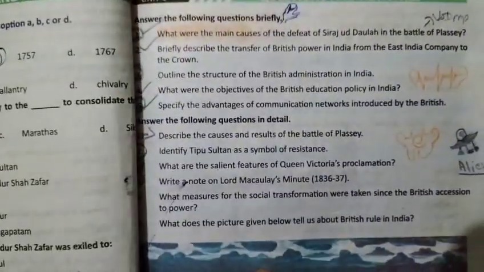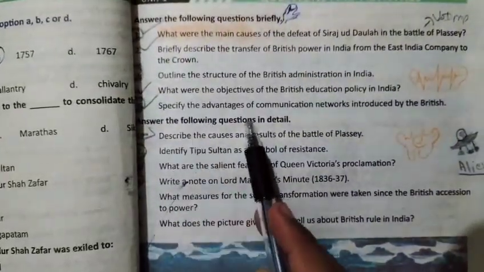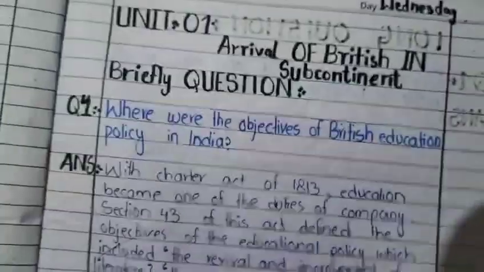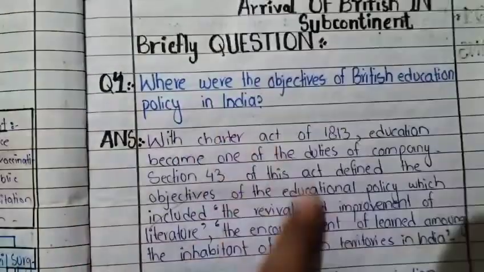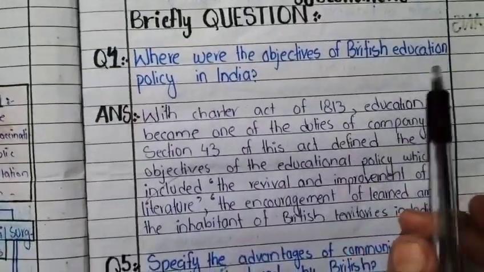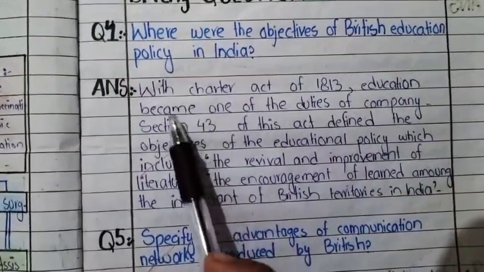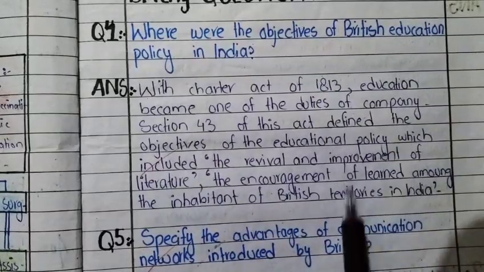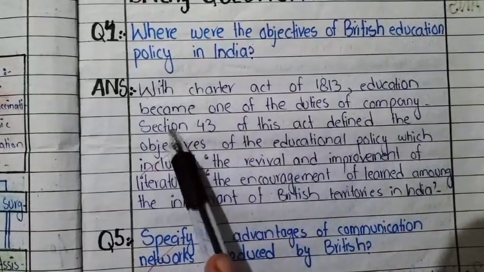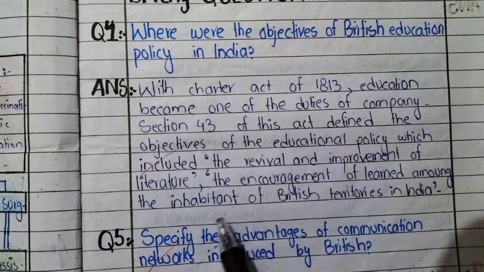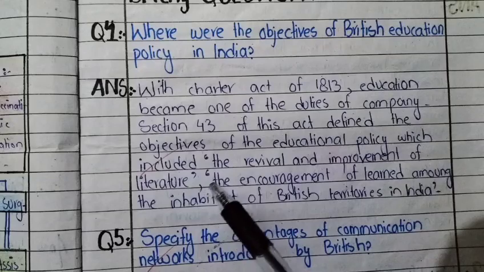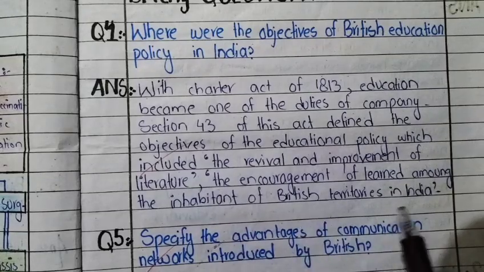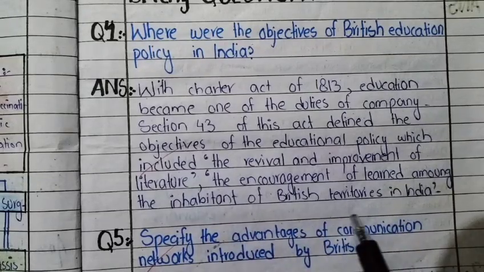So go to our next question. What were the objectives of British education policy in India? Question number 4. The answer is that with the Charter Act of 1813, education became one of the duties of the Company. Section 43 of this act defined the objectives of the educational policy, which included the revival and improvement of literature, the encouragement of the learned among the inhabitants of the British territories in India.